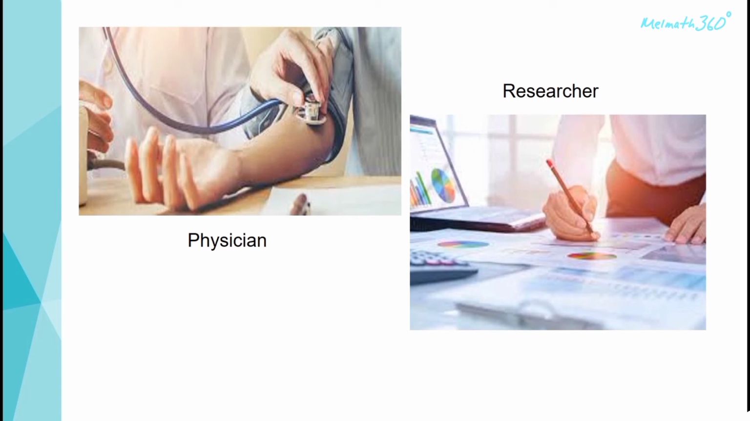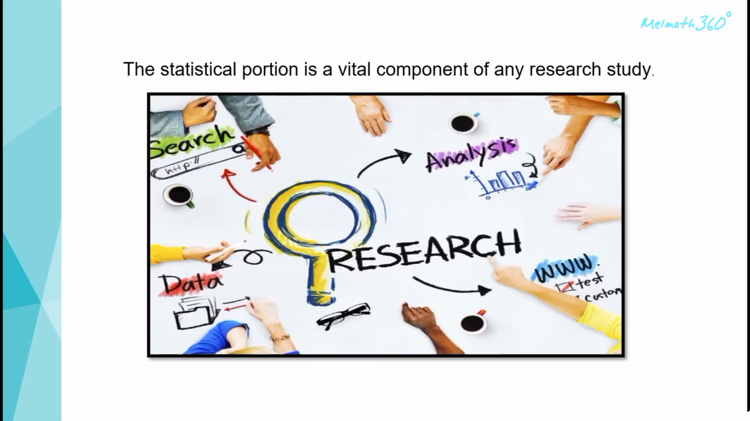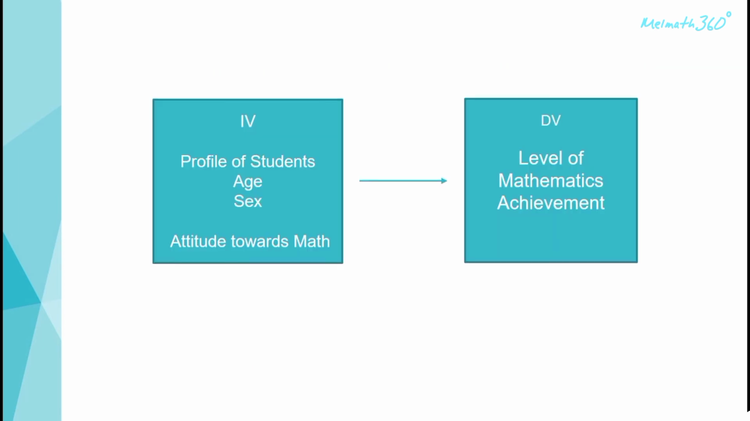The statistical portion is a vital component of any research study. Using statistics correctly is very important para ma-maintain ang integrity of data. If the given variables are like this, the independent variables are the profile of the students in terms of age and sex and the attitude towards math. The dependent variable is the level of mathematics achievement of the students.